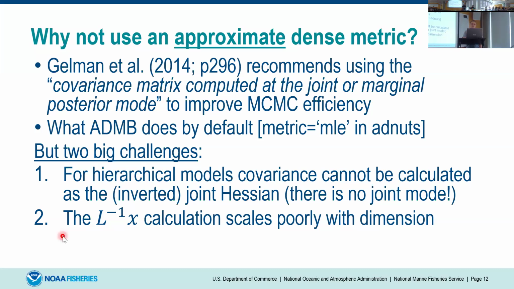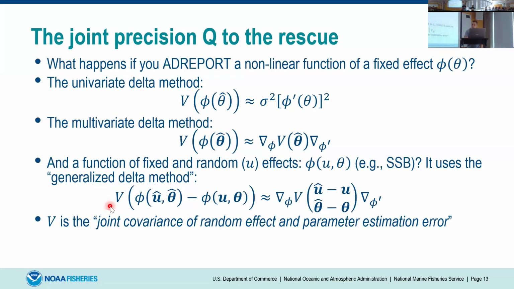The other problem is that this, L times X, I should also put another L on there too. We'll get to the calculations in a second. It scales poorly with dimensions. If you have 10,000 parameters, this is a big matrix, and that's a lot of calculations to do. So it doesn't scale well in dimensionality. Okay, I think I need to speed up.